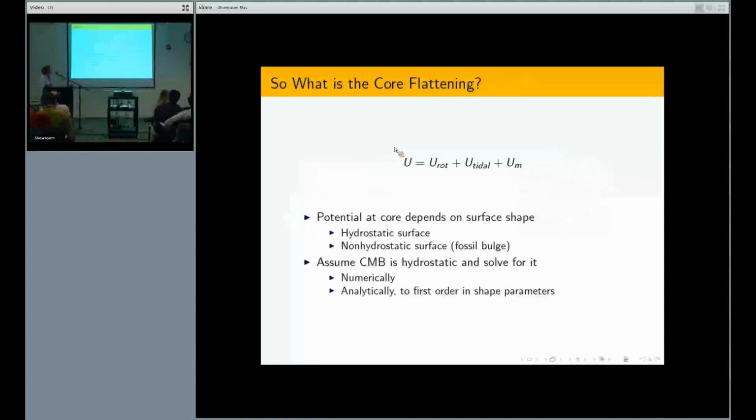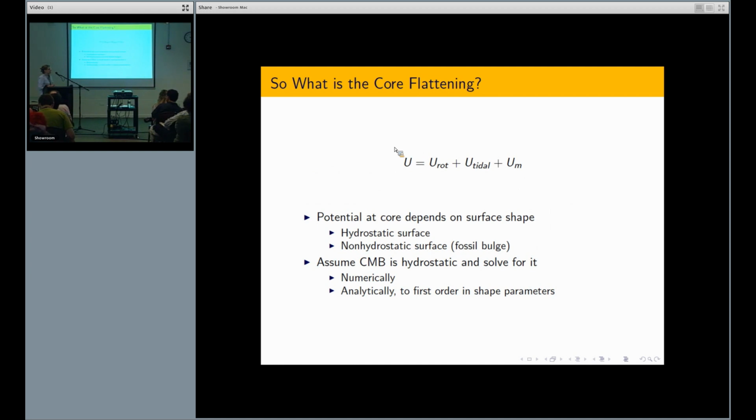So we calculate that. We do this by writing down the potential for a given mass element inside the moon. There's a rotational component, a tidal component, and then a U sub m, which describes the potential due to all of the other mass elements in the moon. And this potential is going to depend on the shape of the moon, the shape of the moon's mantle, to be more specific. And so we treat two different cases.